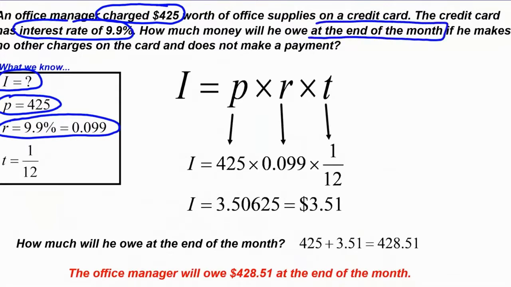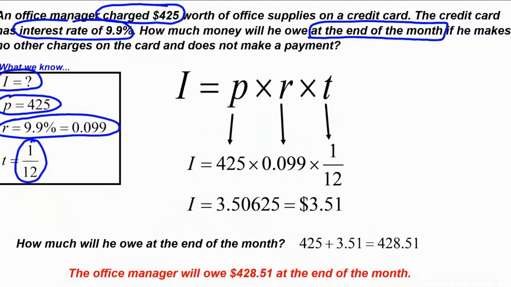And then how much will he owe at the end of the month? This is the key phrase right here, at the end of the month. So how long has he had this charge? How long has he had this loan, we could say? 1 month. Because it's at the end of the month. So after 1 month is what we're looking at here. And how much of a year is 1 month? 1 month is 1/12 of a year. So that's why our time is 1/12, because we're only calculating the charges for 1 month.